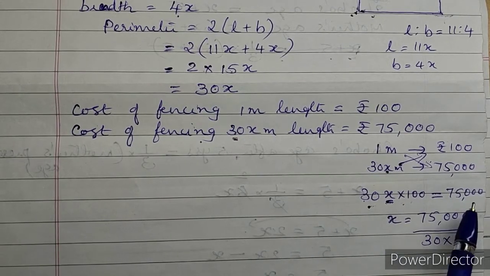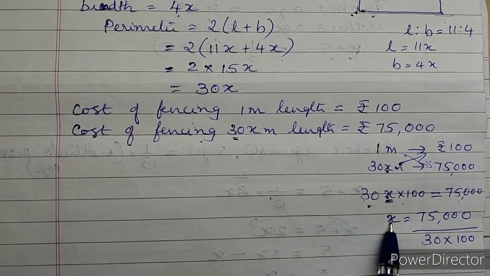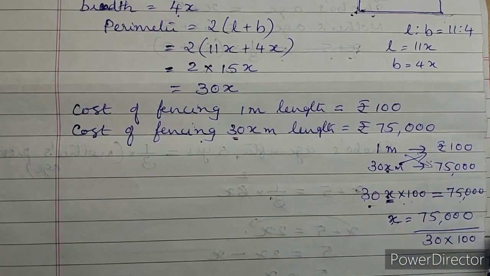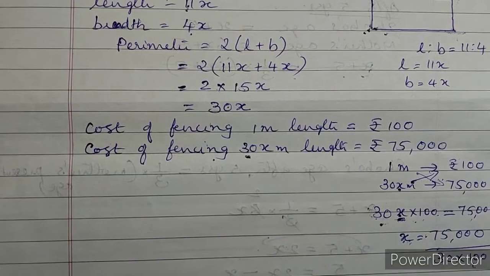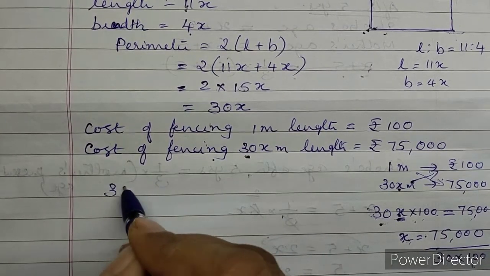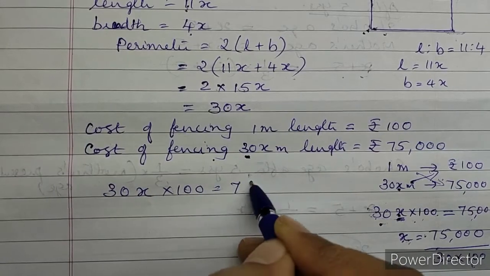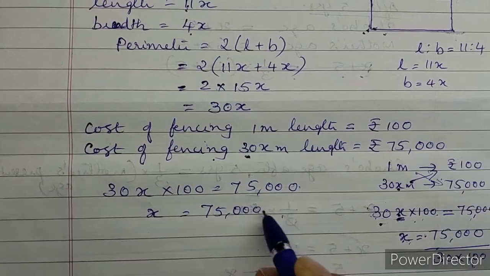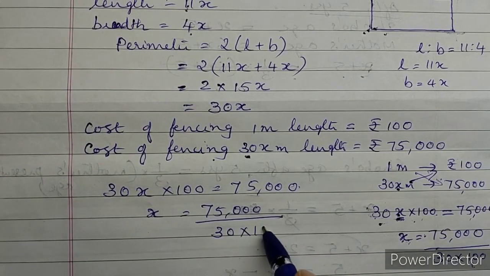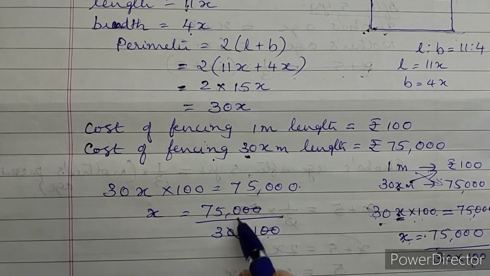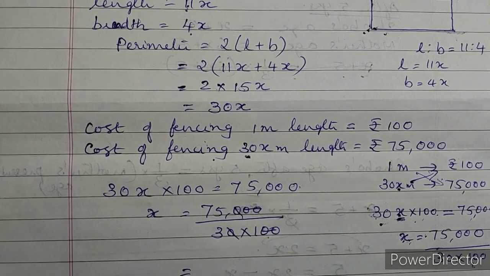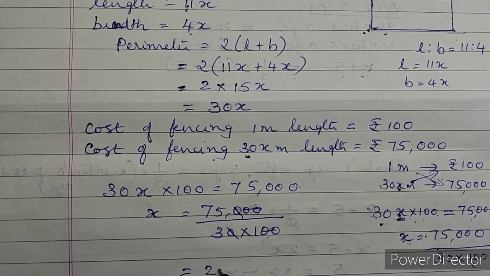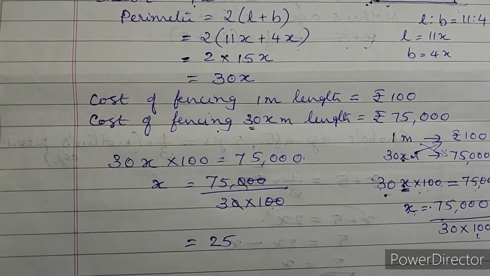So, 30x into 100 is equal to 75,000. X you have to find, keep the x there, 30 and 100 you have to bring to the other side. Since it is multiplication here, it will come as division on the other side. So, you will get the x value like that. So, here you should write 30x into 100 is equal to 75,000. So, x is equal to 75,000 divided by 30 into 100. Cancel the zeros. 75 divided by 3, that is 25. So, the x value you got is 25.